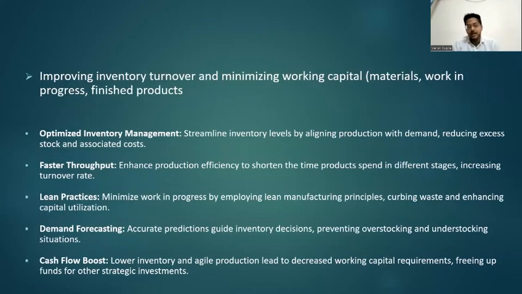Now, the third is the inventory optimization. This is one of the most important things to do when we talk about cost optimization. The first is how we can optimize the inventory. We can streamline the inventory levels by aligning production with demand, reducing excess stocks and associated costs. We can also do faster throughput, which means we can improve the efficiency by shortening the time the product is spending on each stage. We can use lean practice, which will minimize the work in progress by employing lean manufacturing principles.